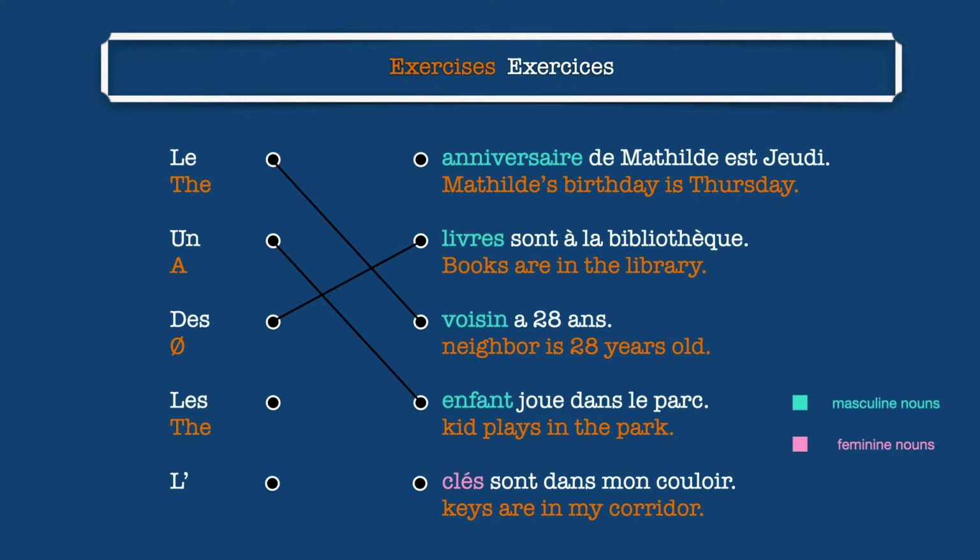What about the penultimate one? As I just said before, the keys are ours, and therefore we need a definite article. So the answer is the keys are in the corridor. Les clés sont dans mon couloir. The last one is obvious, but do you know why?